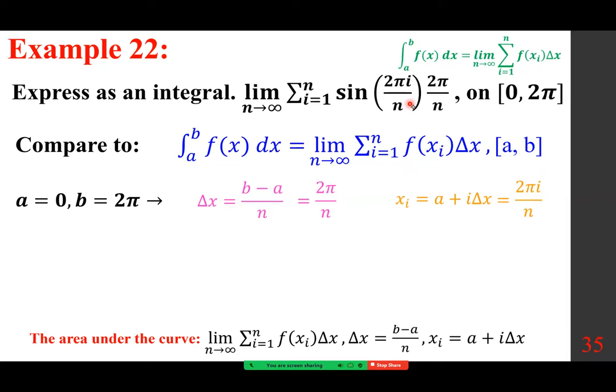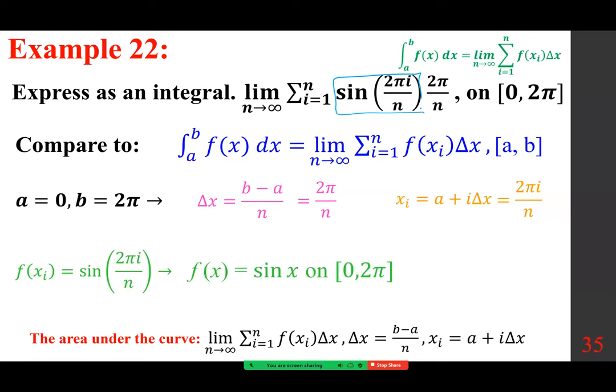So f of x sub i is this. This is f of x sub i. So f of x must be sine x in the interval of 0 to 2 pi. Again, all you have to do is replace this with this, and it gives you back. So this is the reverse process, everybody. So the integral of f of x, which is sine x, dx from a to b, 0 to 2 pi. So pretty straightforward.